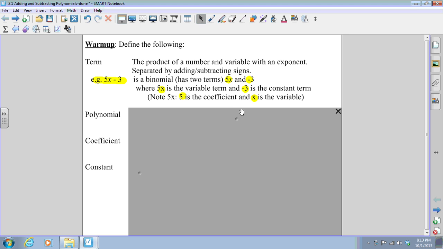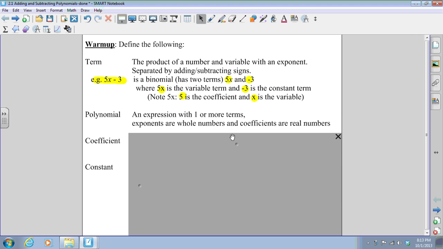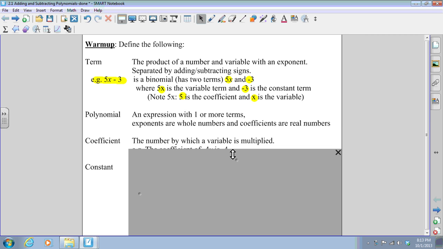All right, taking a look at our second definition, a polynomial. A polynomial is an expression with one or more terms. Exponents are whole numbers and coefficients are real numbers. Okay, let's take a look a little bit more at that coefficient or numerical coefficient. It's the number which the variable is multiplied by. So in this example here, -4 is the coefficient.